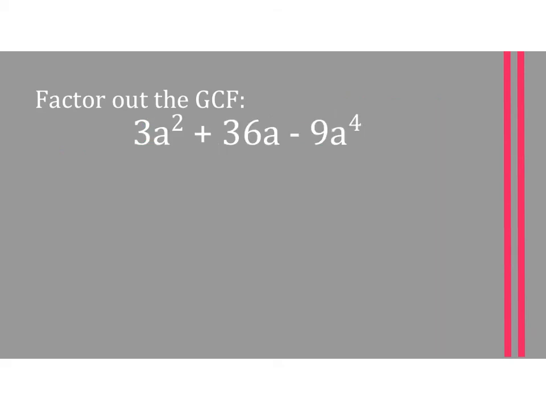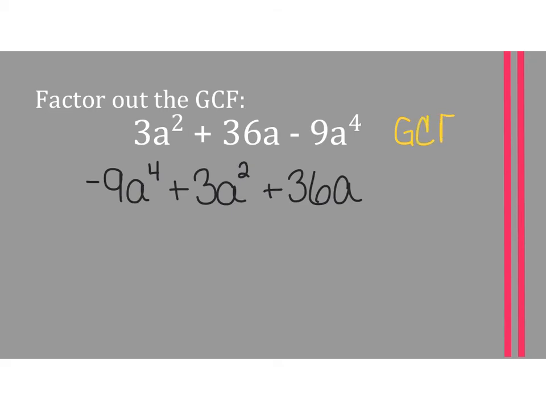Okay, this one here has one little extra thing. This one's not in standard form. We always like our term with the highest degree to be first. So I'm going to write that first. I'm going to put my negative 9a to the 4th first. And then I'm going to put plus 3a squared plus 36a. Again, it's just helping you prepare for what's coming soon.